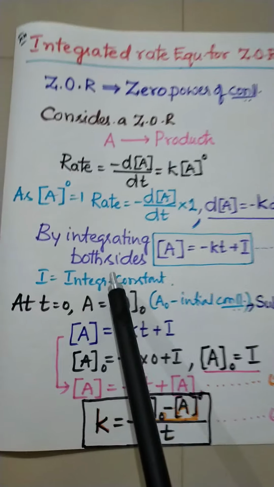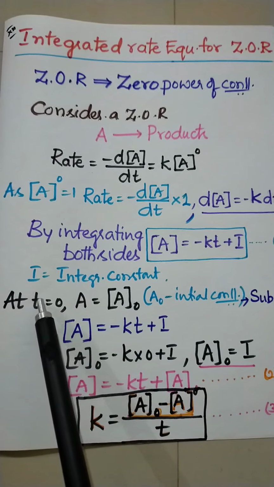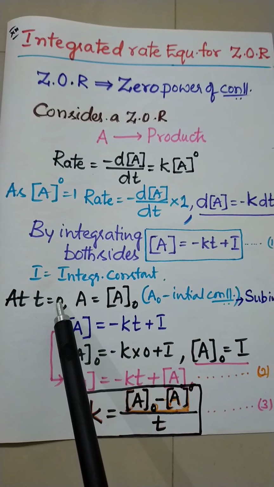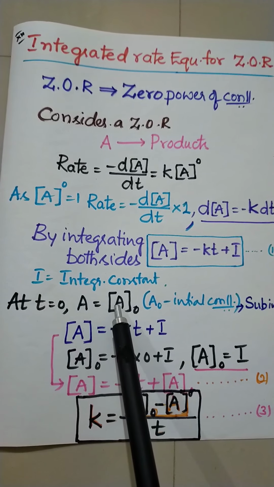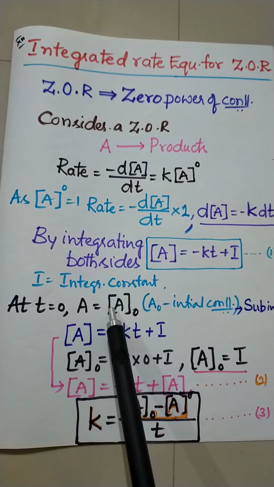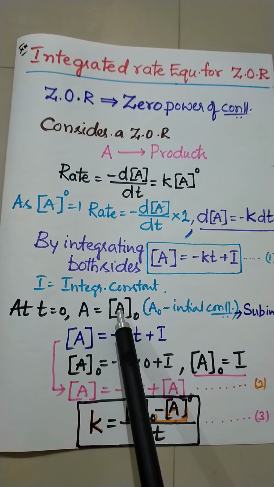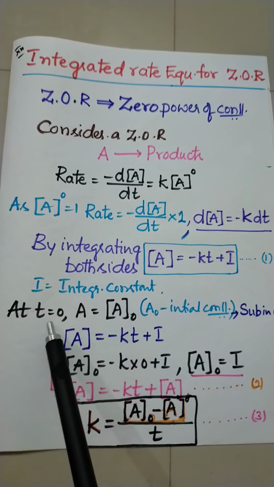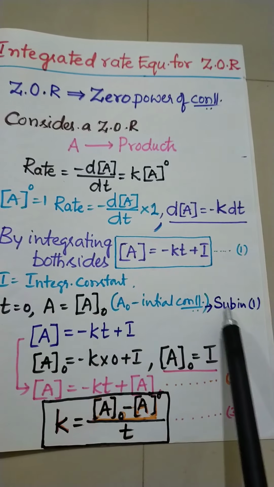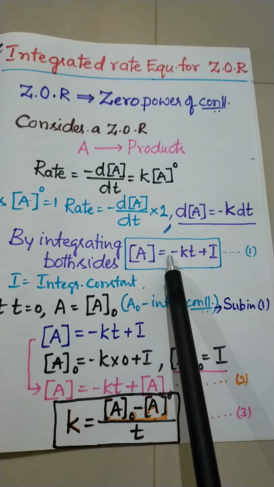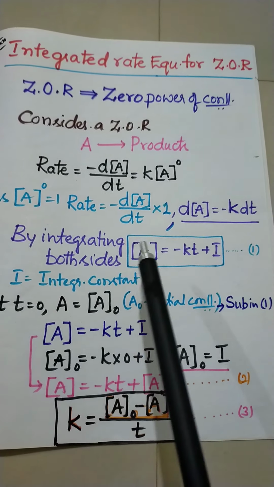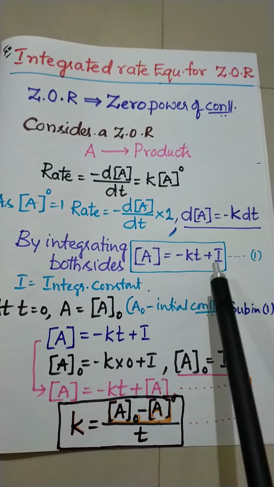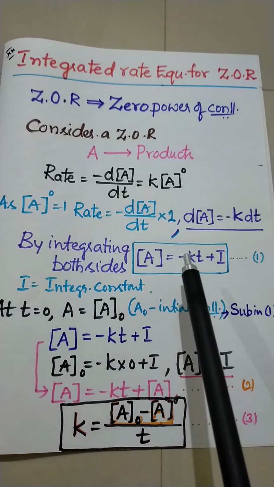I is an integration constant. Then we observe here that at time t is 0, A is equal to A naught, the initial concentration. Substitute A is equal to A naught and t is equal to 0 in equation number 1.